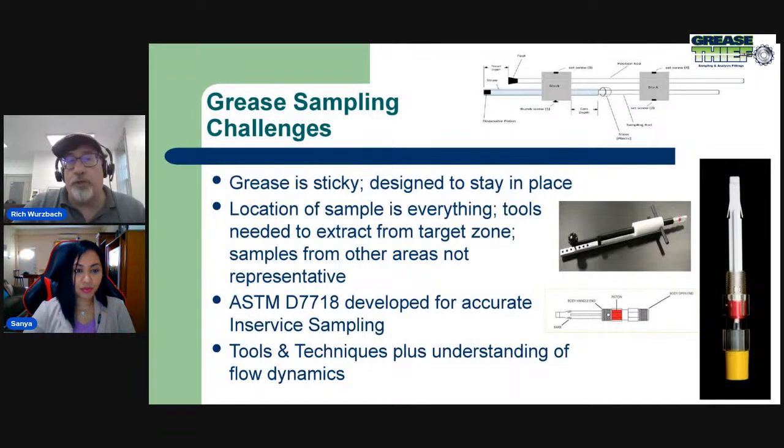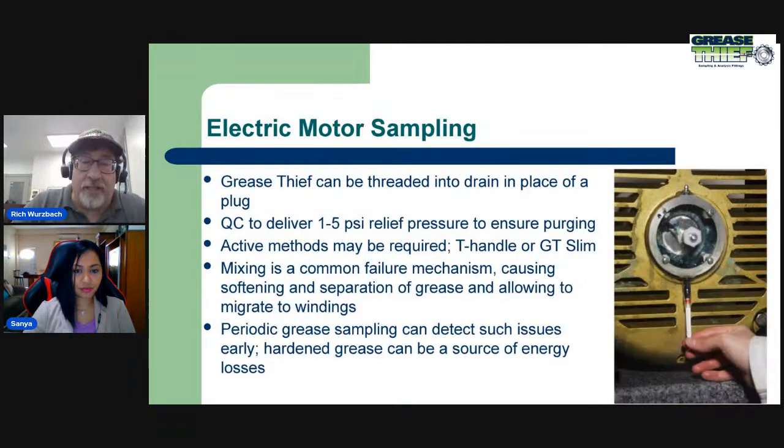So there are tools like the Grease Thief and the ASTM standard D7718, which we've talked about, give us the tools and techniques. And then if we understand the flow dynamics, how does the grease get in? Where does it come out? How does it get moved around by the bearings and the gears? Where do we need to go? Once we understand that, we use the tools and techniques to get that representative sample.